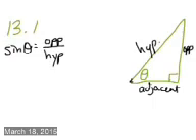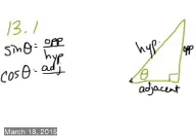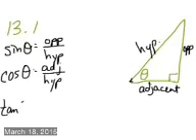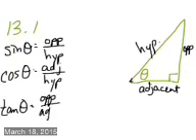The second one, cosine. Anybody remember what cosine is? Adjacent over hypotenuse. And the last one, or the big three anyway, tangent: opposite over adjacent. Very good. Ooh, can't spell adjacent today.